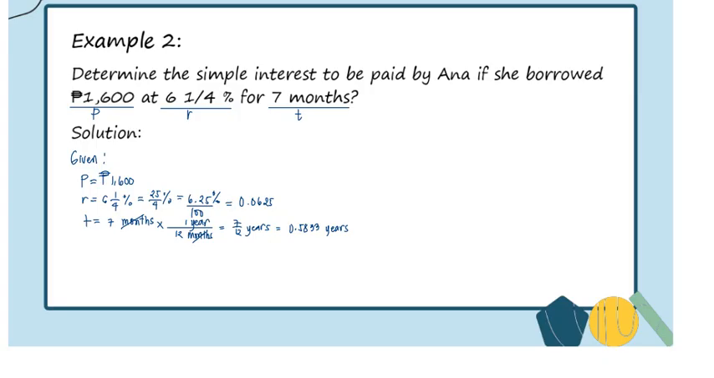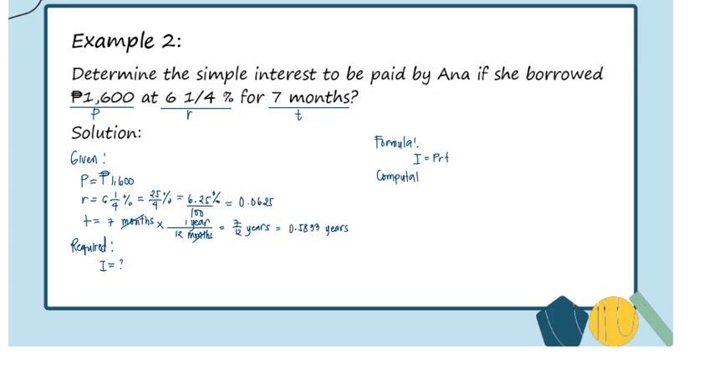So, we could move on to the next value na kukunin natin, which is yung required. So, ano yung required doon sa problem? So, yung required doon sa problem is to determine the simple interest. So, therefore, we are finding for our I. So, I yung nawawala. And then, for the formula that we are going to use, of course, we are going to use I is equal to PRT. So, I is equal to PRT would give us directly our simple interest. And then, we do the computation now.